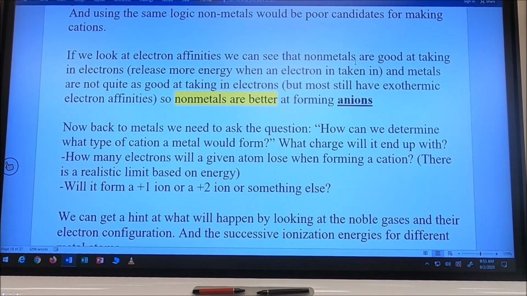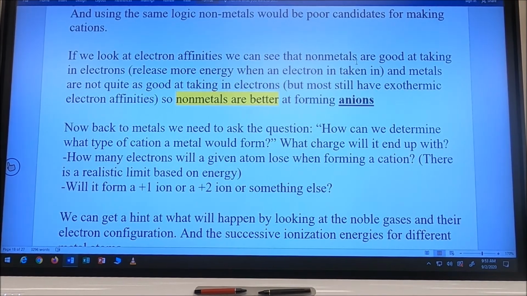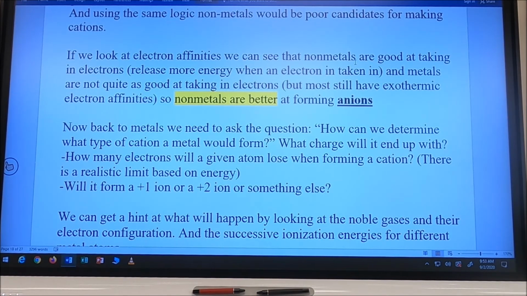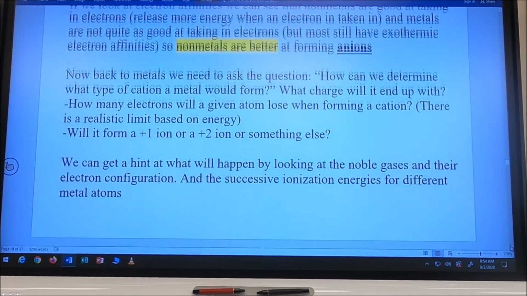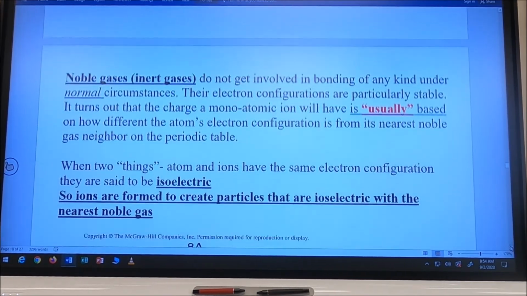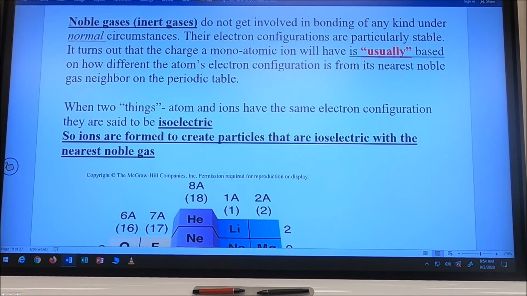Okay? Now, as they were trying to figure out what kind of predictions they could make about what kind of ion something would form, they used as their guide the noble gases. Noble gases, or inert gases, don't get involved in bonding. And if we look at their electron configuration, we start to see something particularly unique to them. Now I'm going to write some electron configurations of our noble gases here.